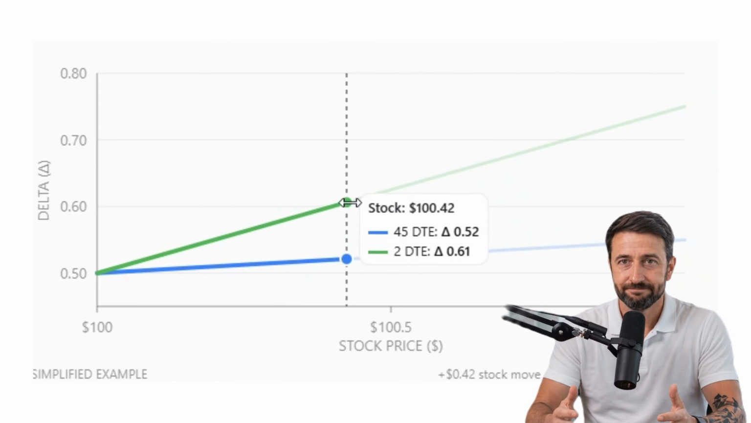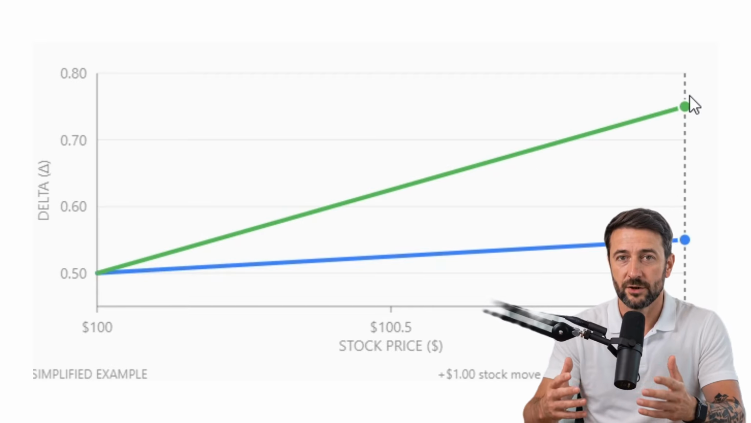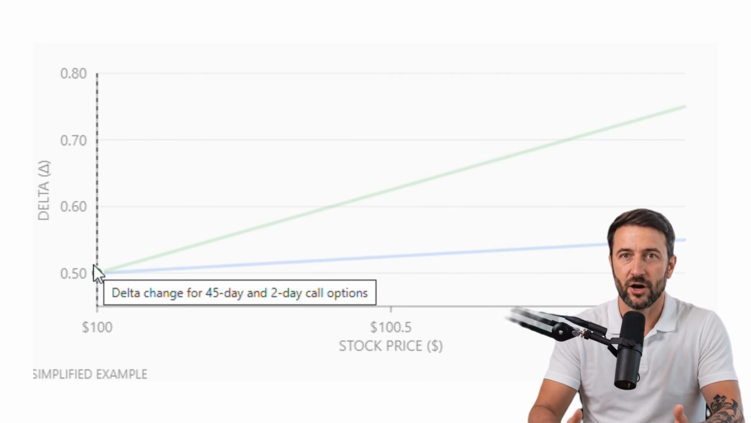Imagine two call options. Both have a delta of 0.50, but one expires in 45 days, while the other expires in just 2 days. The stock moves by $1. The first option's delta might move from 0.50 to 0.55, but the second could jump from 0.50 to 0.75. Same starting delta, same stock movement, completely different risk.